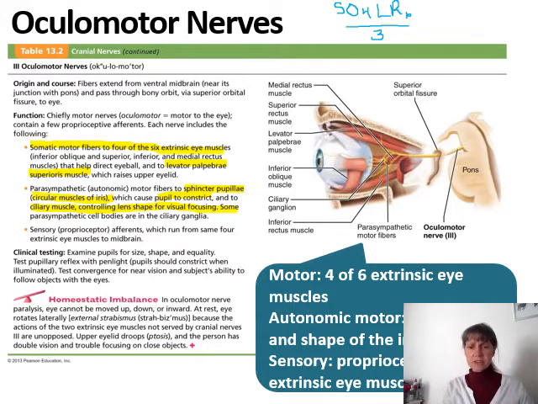There's also some sensory proprioceptors that give the brain information on the position of the eyeball.